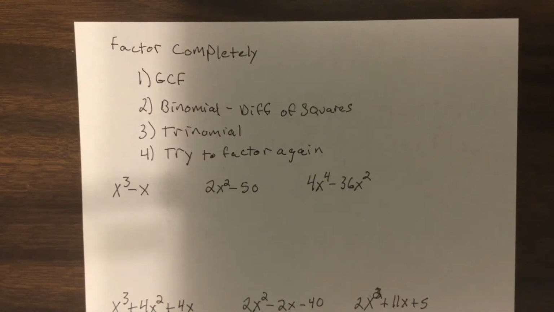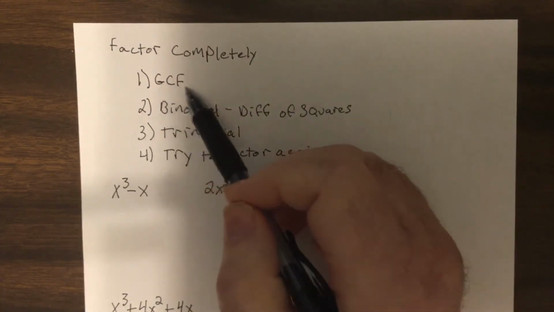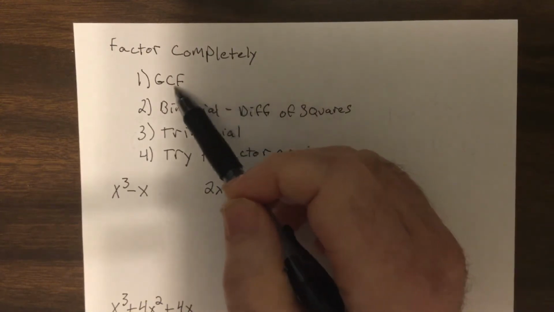Okay, the last thing we did before Easter was factoring completely. That's the name I give it. Actually, factor and factor completely mean the same thing. But to factor now, first you look for the GCF. If it's greater than 1, factor it out. But then you go on.